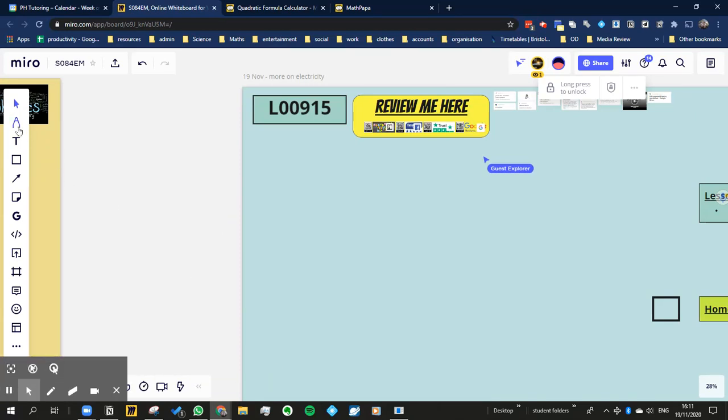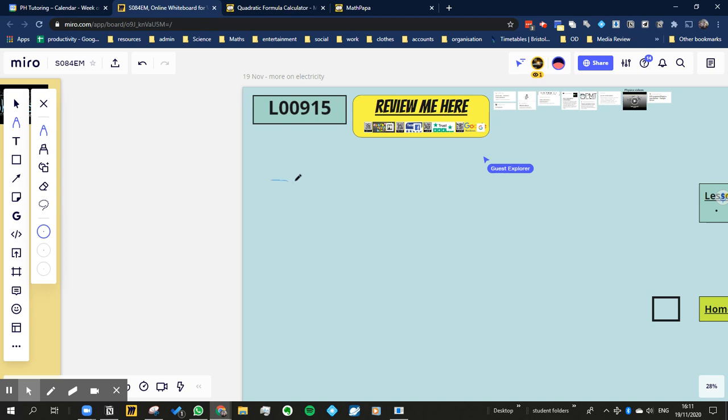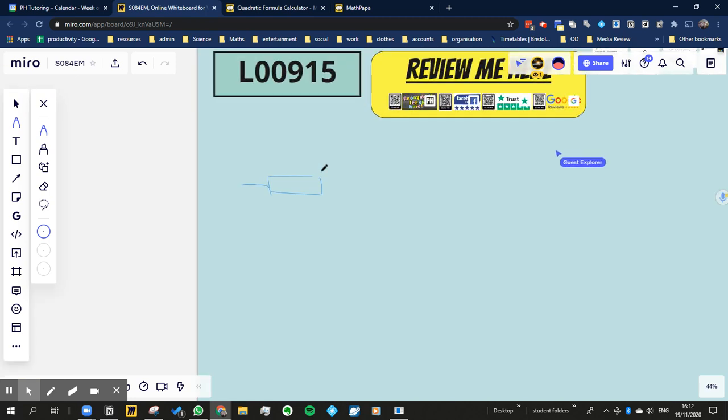So a fuse, as a symbol, looks just like a resistor when you draw the symbol, but the wire goes all the way through it. I'll get a picture of one as well.